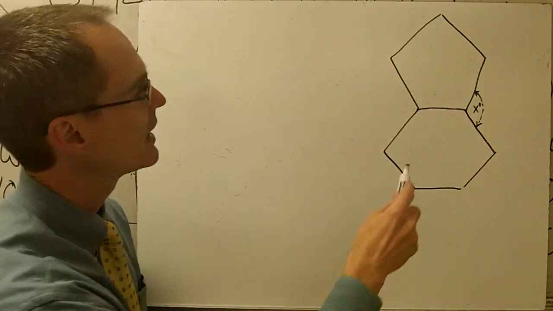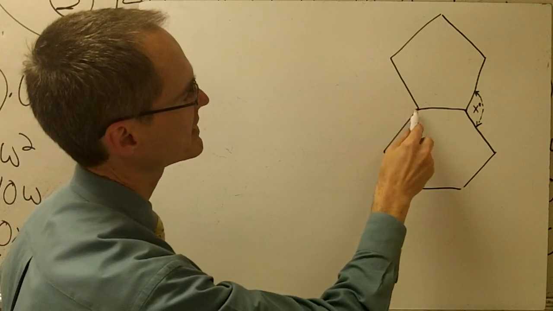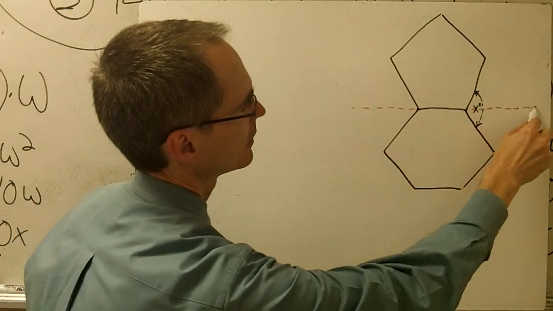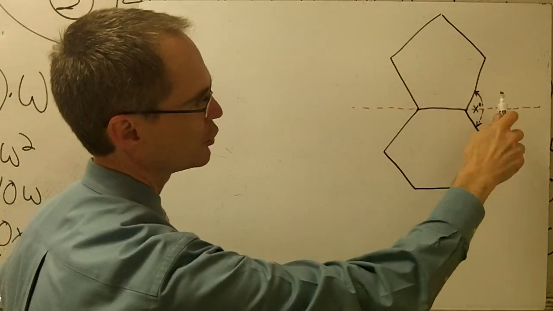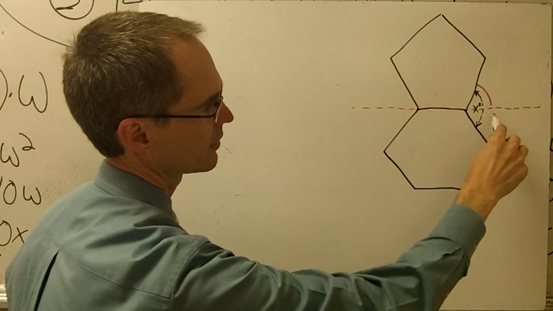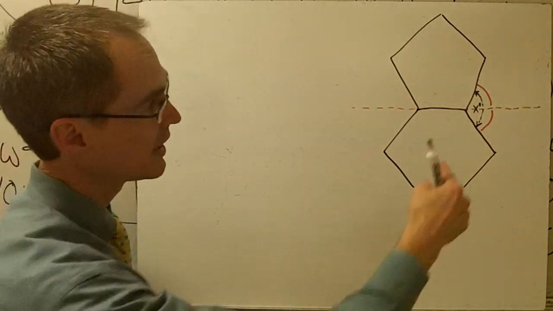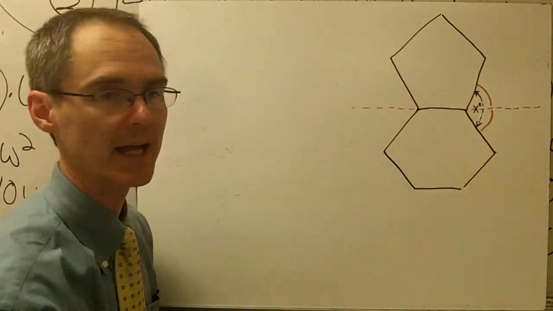Here's one. If you can see this one side that they have in common, if you extend that out like that, then you can see this breaks this angle up into these two angles, this one right here and this one down here. And if I could find the measure of each one of those two angles, then I can just add them together and I would have the value of this whole angle x.